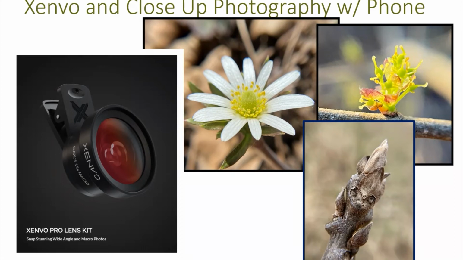Nothing broke. And it comes with two lenses. It comes with this really big wide angle lens, which I don't understand, so I take it off. And then here's your magnifier, which is 15 power macro. So you attach it to your phone, to your camera.